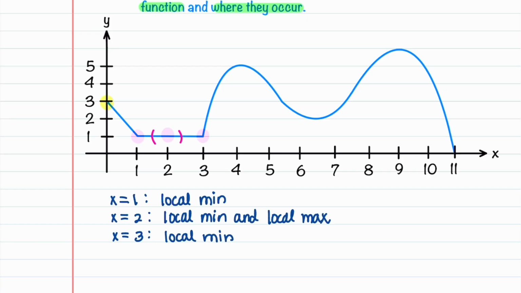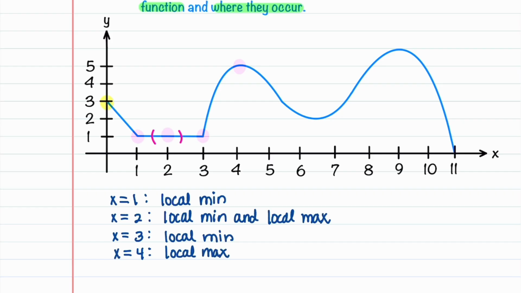Now let's look when x is equal to 4. That is going to be a local max, but it's not going to be an absolute max because there are points to the right bigger than that point. So let's just say x is equal to 4. We have a local max.